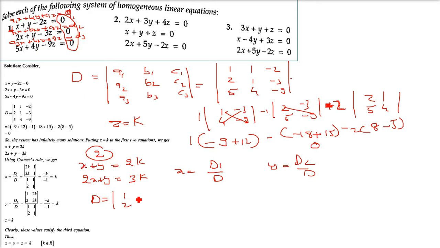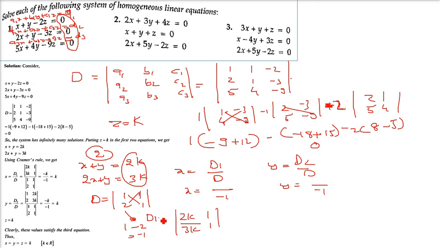So first is D, 1, 2, 1, 1. This is going to be 1 minus 2, that is going to be negative 1. So the denominator will be negative 1. How about D1? The first column is replaced by 2k, 3k. So this is 2k, 3k, this is 1, 1. So what do you get? 2k minus 3k, which is going to be negative k.